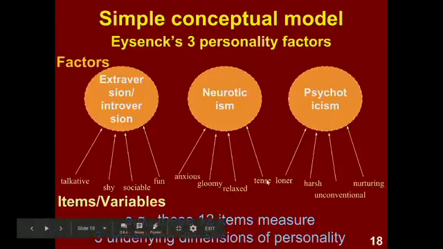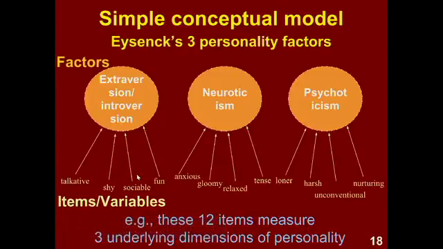Whereas anxious, gloomy, relaxed, tense are all correlated, even if they're negative. So this would be a negative correlation with relaxed. But they all have strongish correlations, and we call those neuroticism, and so on with psychoticism. So these would be good items. Say gloomy is a good item if it only correlates with these other items and doesn't really correlate with the psychoticism or extroversion items. Now that's 12 items that are going into 3 factors.